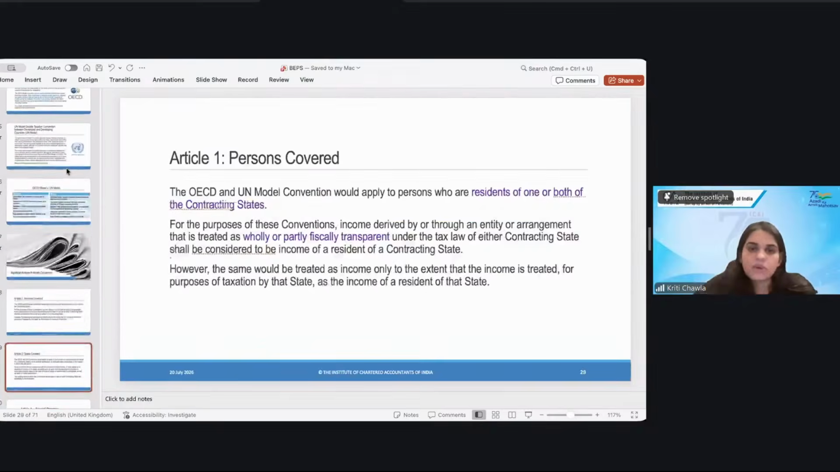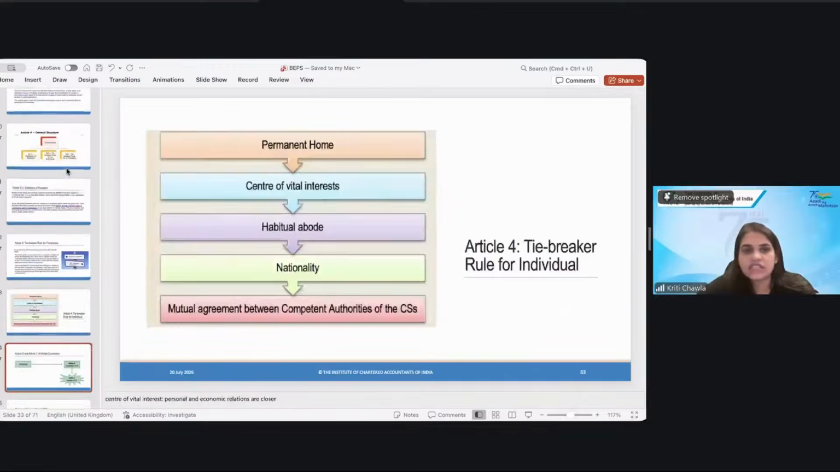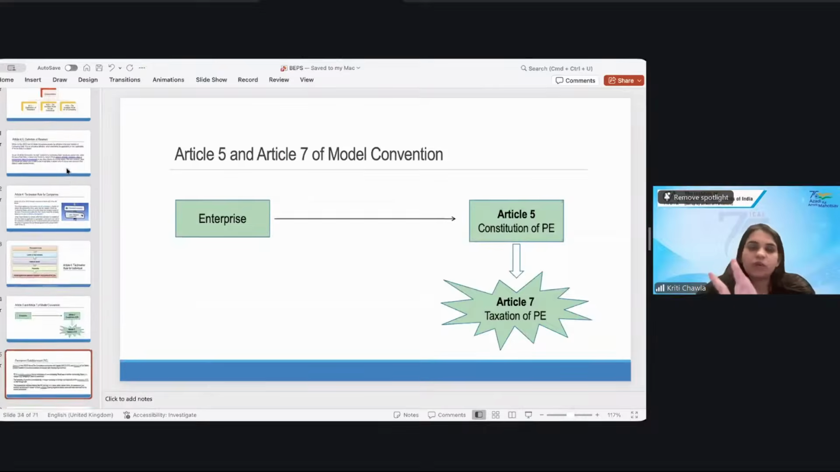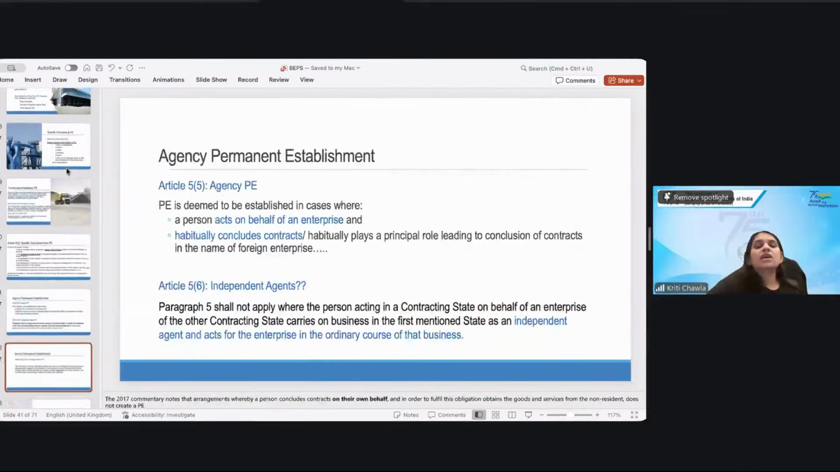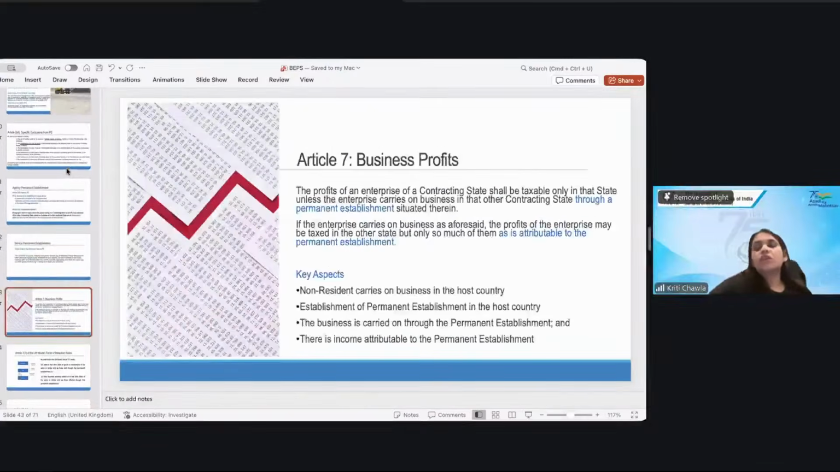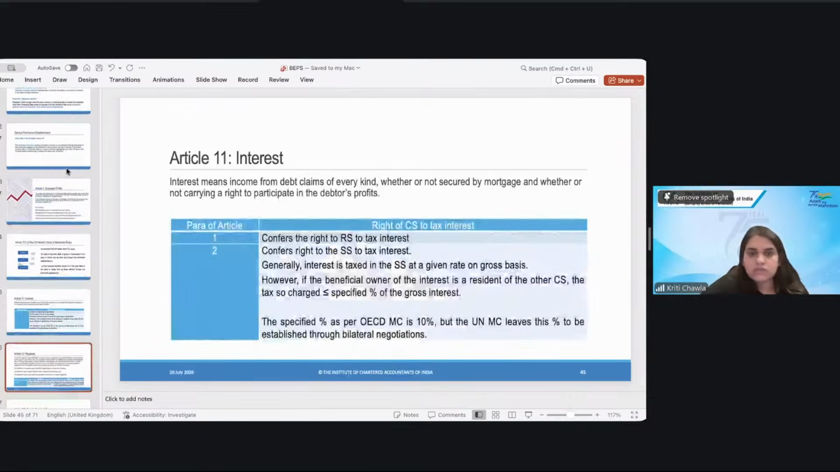Then these articles in the model convention: Article 1, Article 2, 4, which is definition of resident, then Article 5, which is permanent establishments, the different types of permanent establishments, then Article 7 on business profits, which is attribution of profits to permanent establishments, how much is attributed to the permanent establishment. So I mentioned for OECD, there is AOA, the Authorized OECD Approach, which uses a FAR analysis. And then there is the force of attraction rule for the UN for the purposes of attribution.